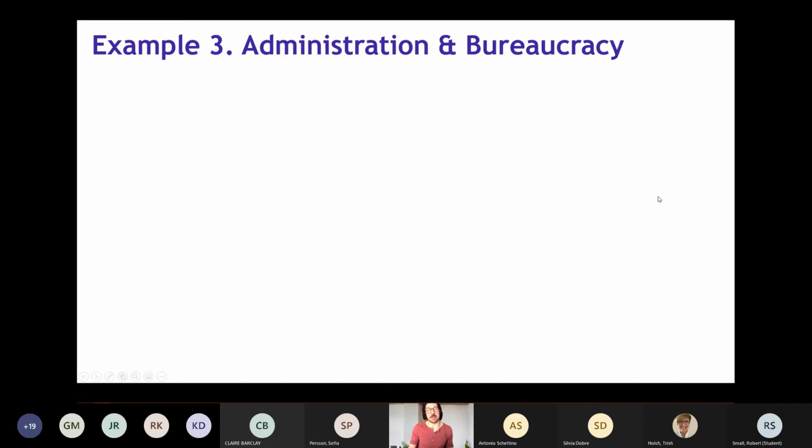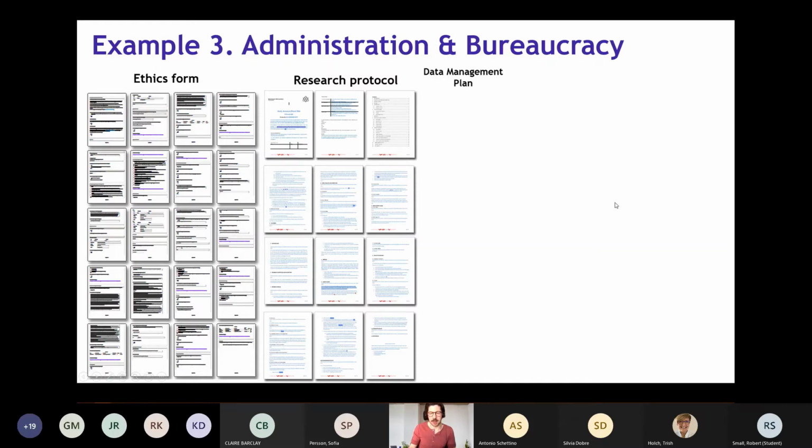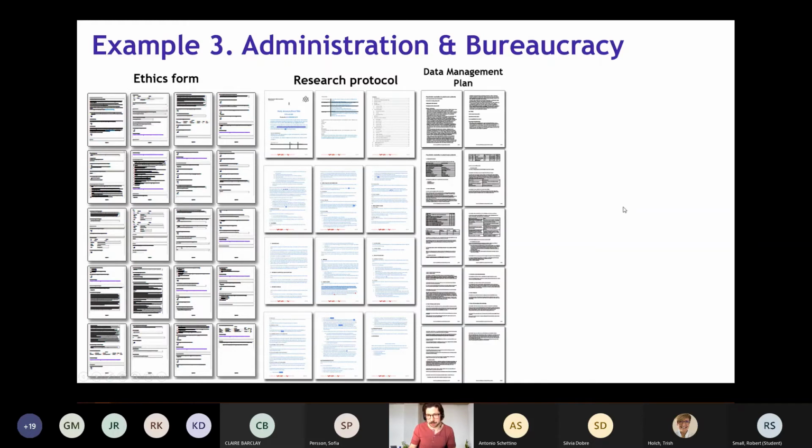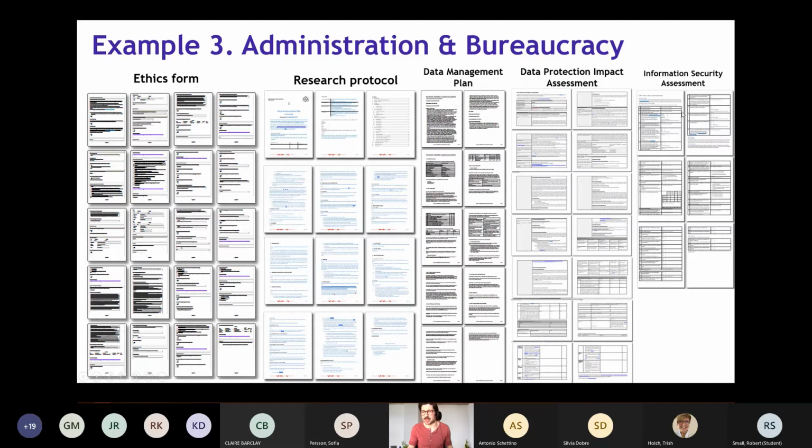And the way that most researchers and academics will then encounter this is through filling out forms. So if you want to do a piece of research at MMU, you need to fill out a 20-page ethics application, a 12-page research protocol document, a 10-page data management plan. And if you're doing any kind of research using personal data, so like transferring or processing it on any kind of scale, then you should also probably fill out a 16-page data protection impact assessment and perhaps a 6-page information security assessment as well.